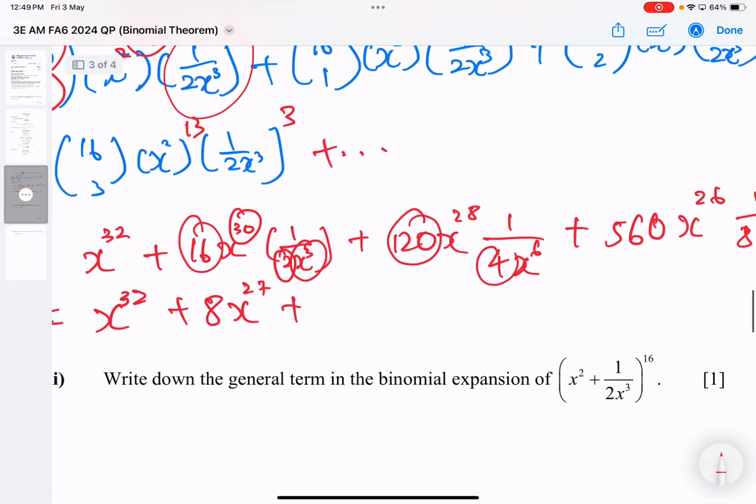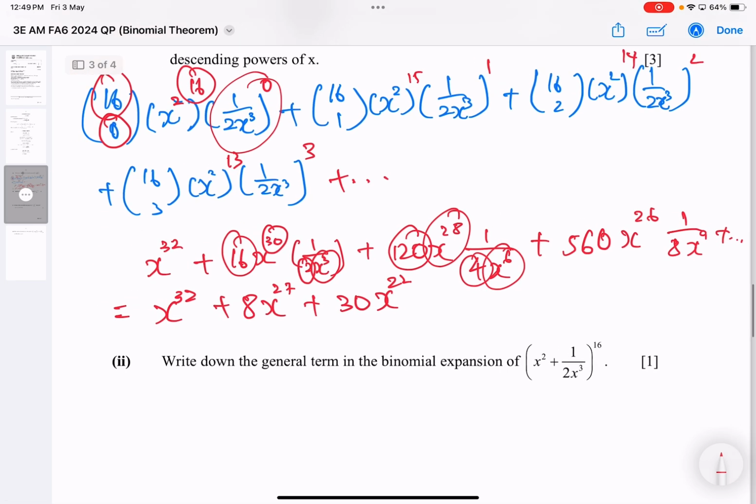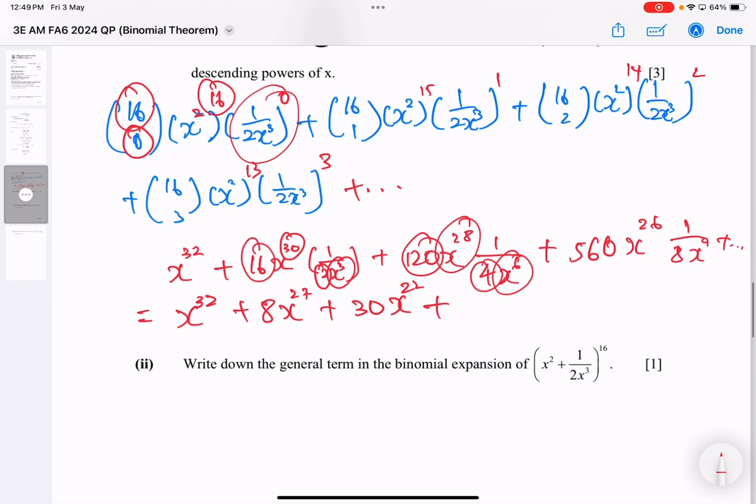Next one, 140 divided by 4. What are you going to get? 140 divided by 4. 12 divided by 4 gives you 30, right? So 30 x to the power of 28 divided by x to the power of 6. Powers minus, you're going to get x to the power of 22.